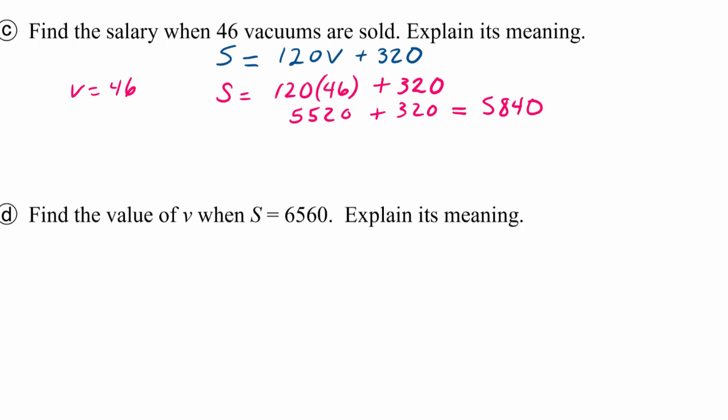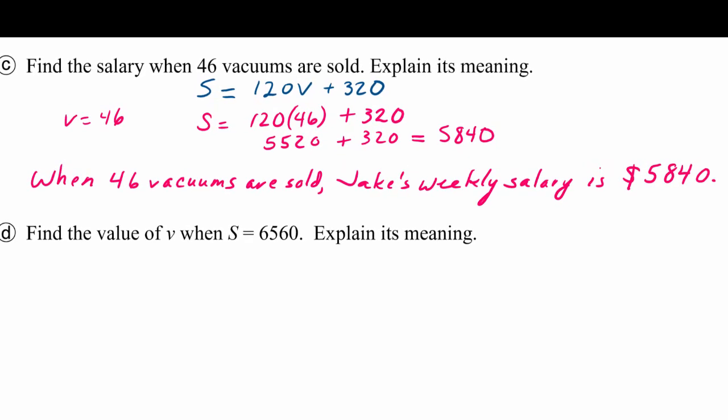So what's the meaning? Yes, that is it. When 46 vacuums are sold, Jake's weekly salary is $5,840. So I'm going to write that down. When 46 vacuums are sold, Jake's weekly salary is $5,840. Then in part D, it says find the value of V when S equals 6,560.